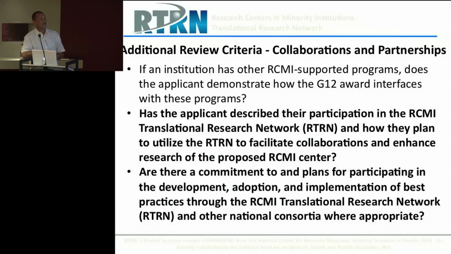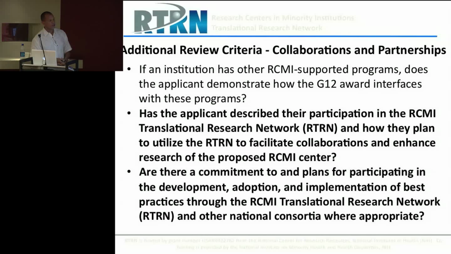Has the applicant described their participation in RTRN and how they plan to utilize RTRN to facilitate collaborations? Now, if there's clinical trials, and even particularly multi-site clinical trials, that becomes a sort of easy consideration for working with RTRN. But again, we've talked about a lot of other ways in which RTRN can help facilitate either the conduct of research and or the administrative and regulatory requirements that also are connected to research.